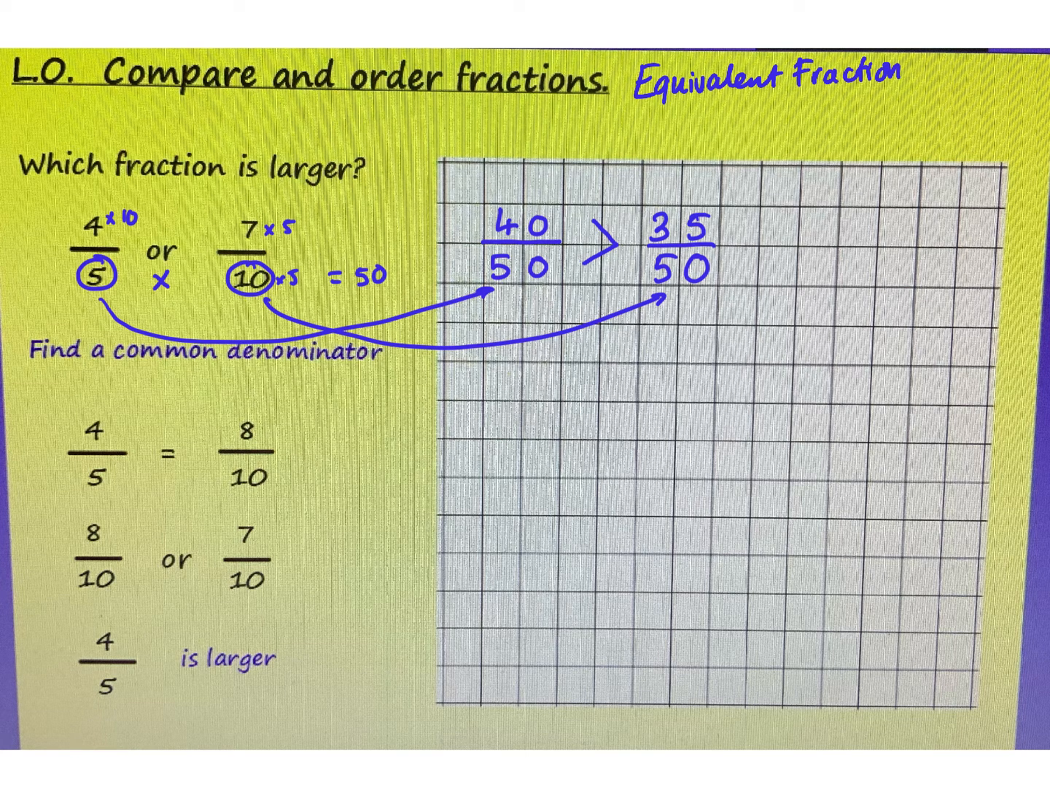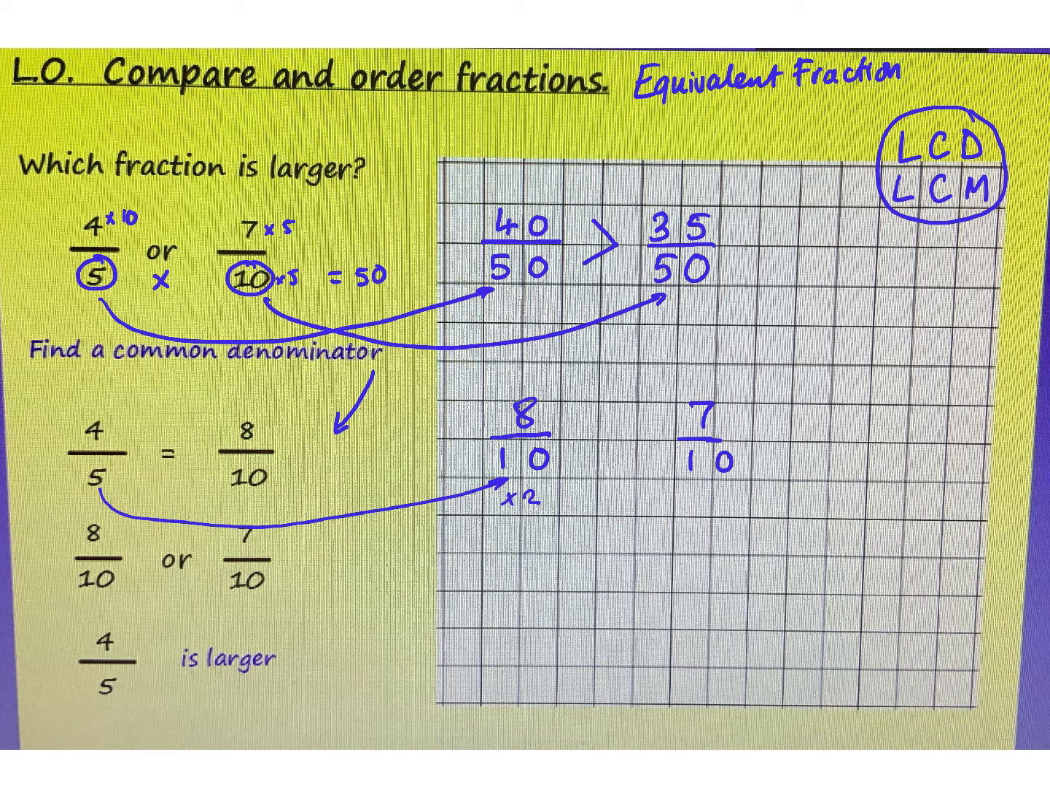Okay. Now, if you look at how we did it here, we actually could have used 10 as our common denominator, because 4/5 is actually multiplied by 2, 8/10. And I'm comparing that with 7/10. I didn't have to do anything to my 7/10. That's why finding the lowest common denominator is a better way of doing this. So we're always looking for the lowest common denominator or the lowest common multiple. That's why we've done lots of work on multiples and factors. 8/10 is bigger than 7/10.